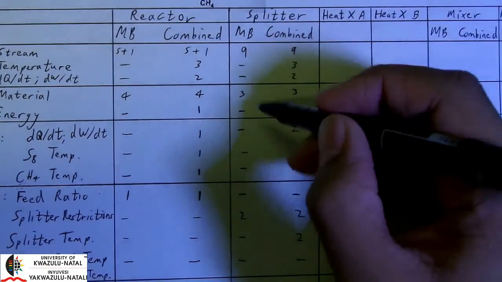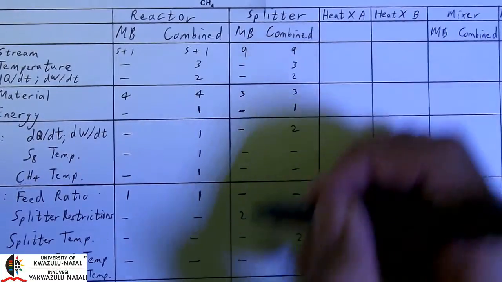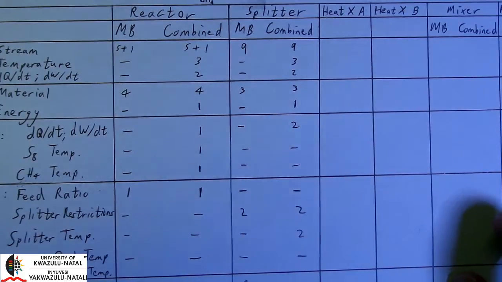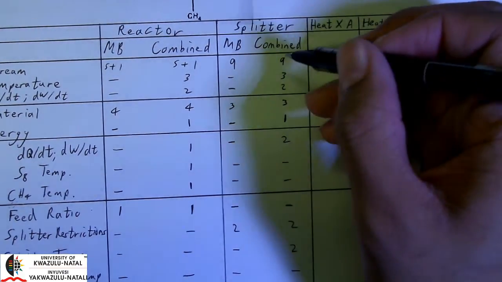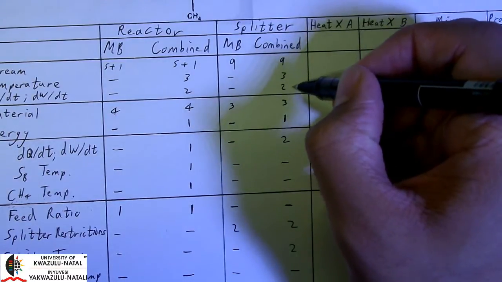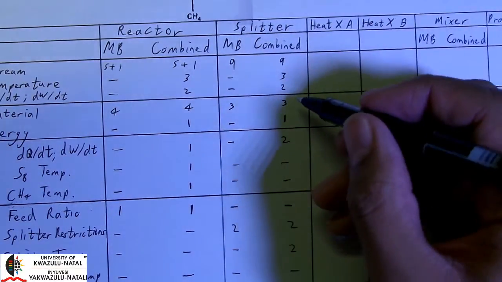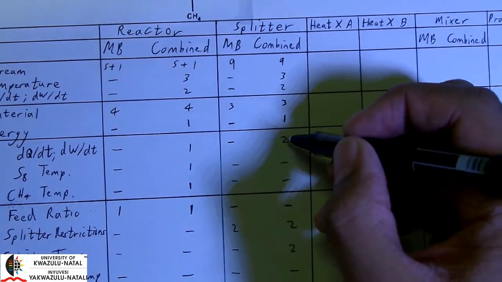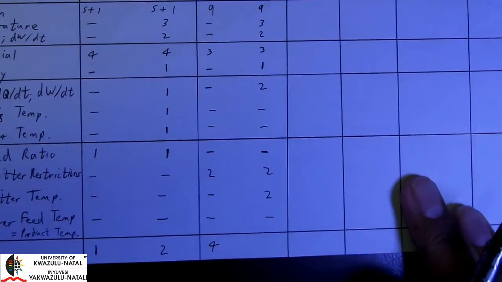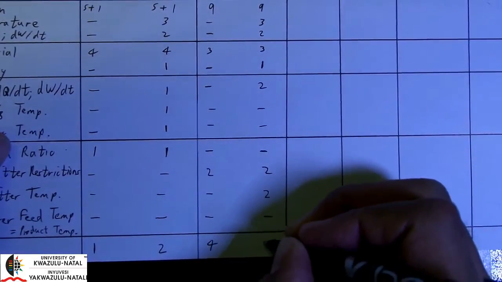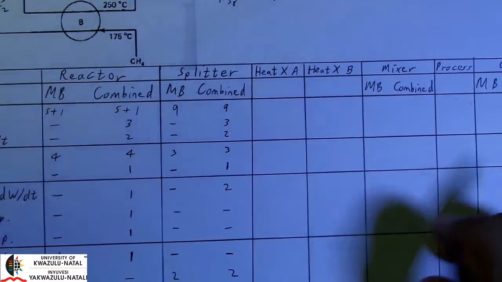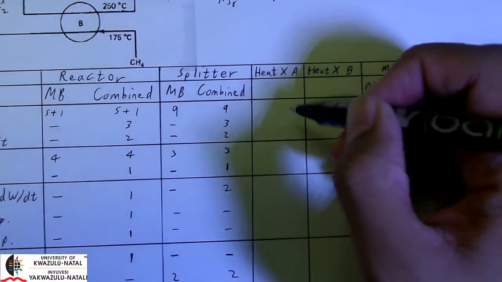Okay, so let's perform the calculation. We have 9 minus 5, so that's 4 for the material balance. And for the combined case, I have 9, 10, 11, 12, 13, 14 variables, 3, 4, 5, 6, 7, 8, 9, 10. So that also gives me a degree of freedom of 4. Now let's look at our heat exchanger.